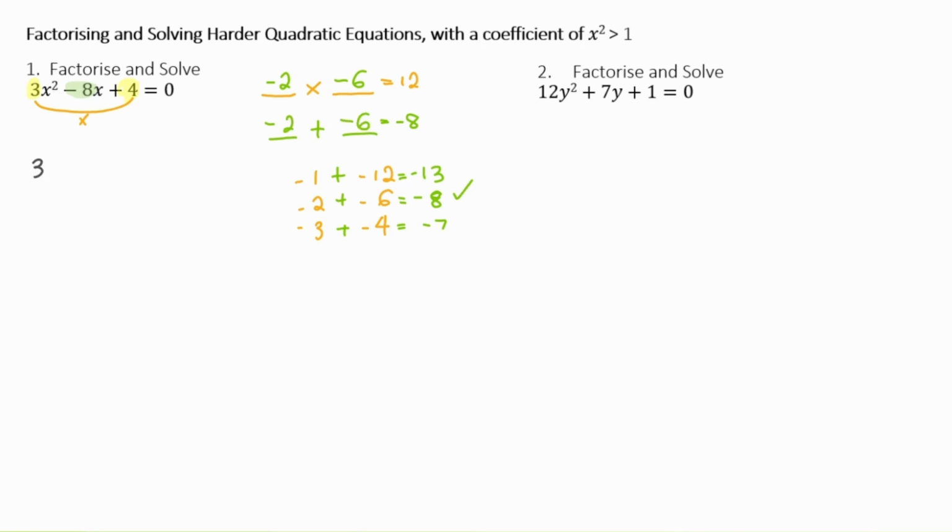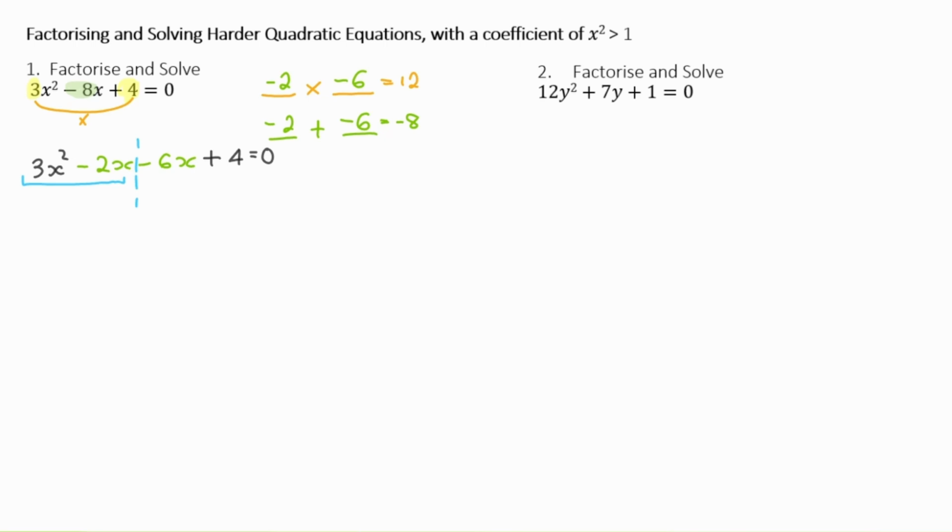We are then going to keep the 3x squared as it is, but we will break the minus 8x into its sum, which will be minus 2x minus 6x, and we will also keep the plus 4 as it is. We will then split the equation such that we've got two terms on each side, and for the first part of the equation, we can factorize that separately.